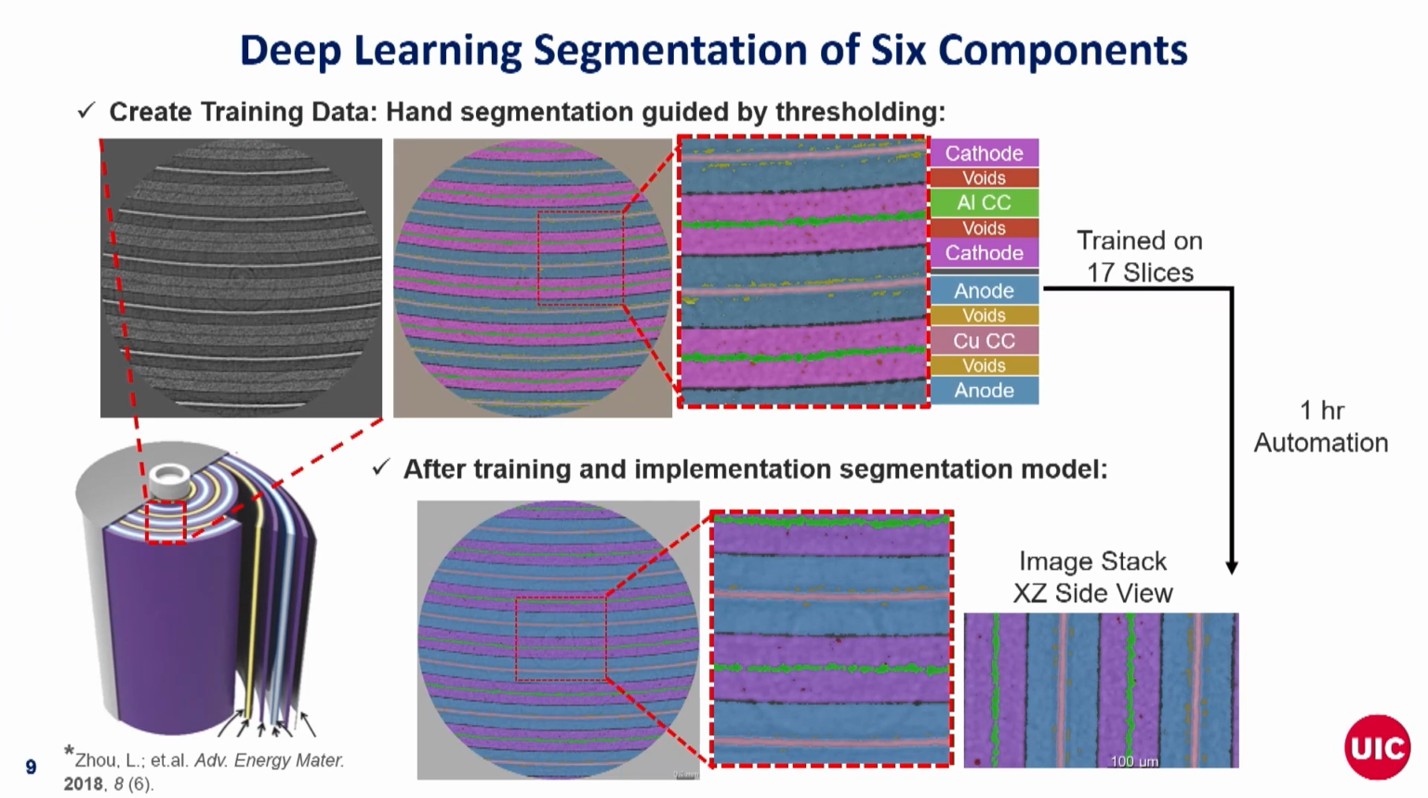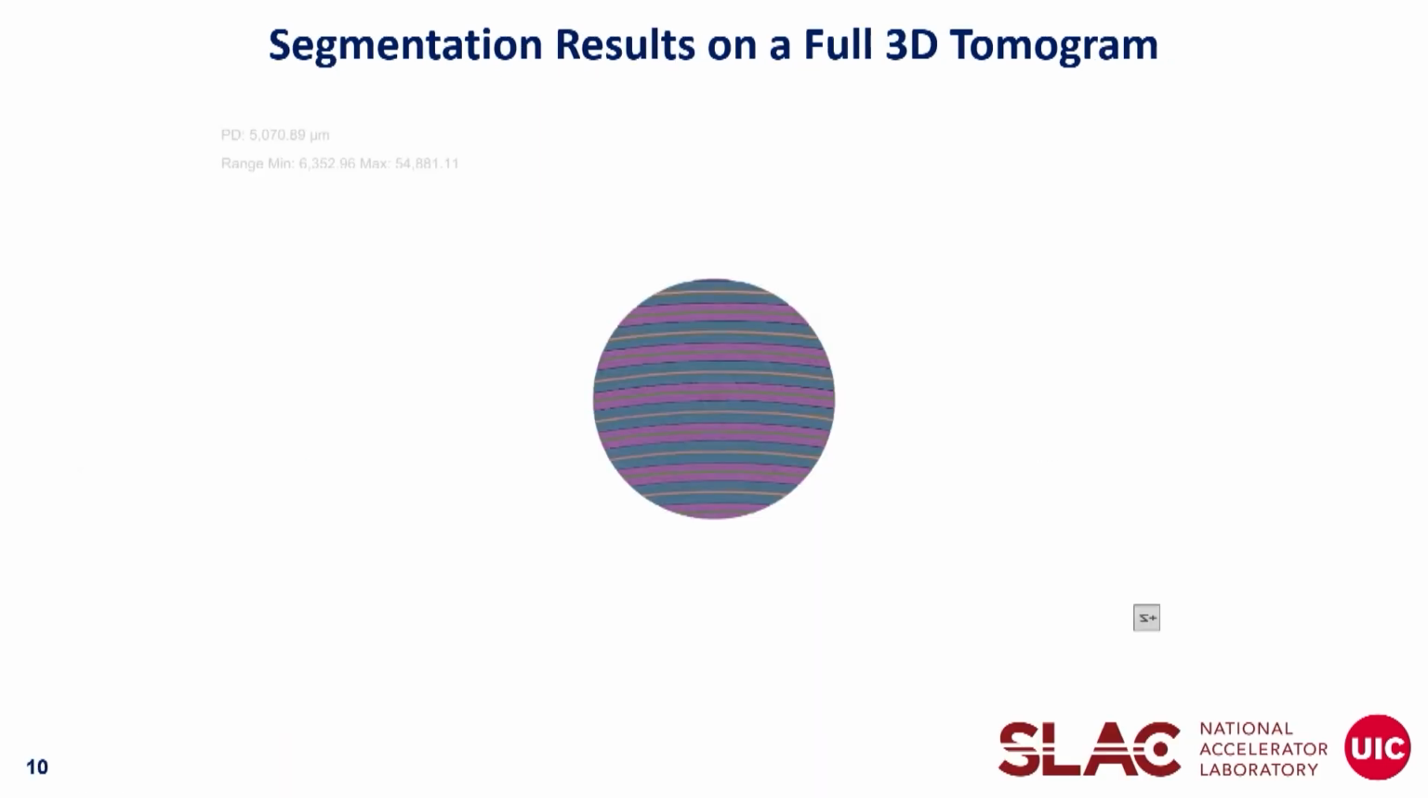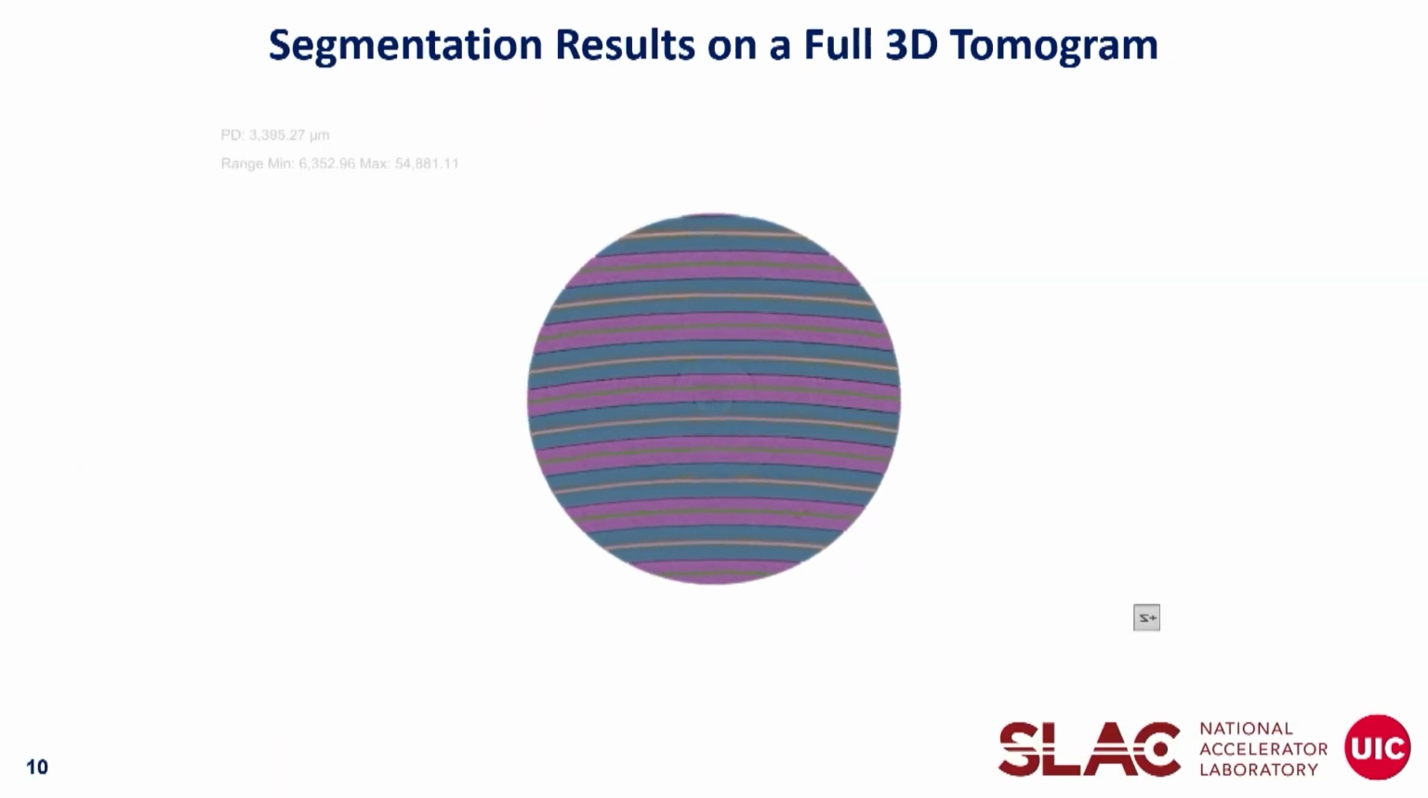Here's just an example of the training data set. So one slice of data, the different components being segmented, again, 17 slices, and then here's the data output. So it's very close to what the hand segmentation looked like. This is better visualized in the full three-dimensional set.